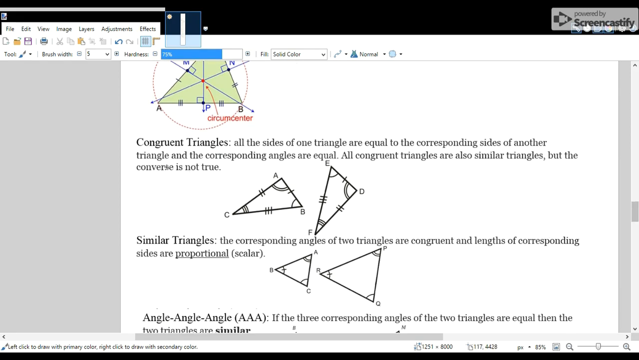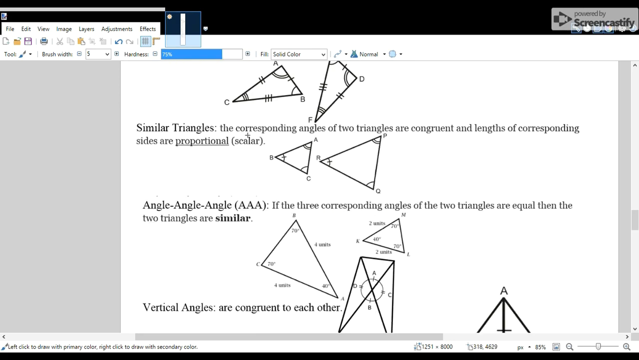On the next page we have congruent triangles. Here's an example of what that would look like. All the sides of one triangle are equal to the corresponding sides of another triangle, and the corresponding angles are also equal. All congruent triangles are also similar triangles, but the converse is not true. It basically means that not all similar triangles are congruent.